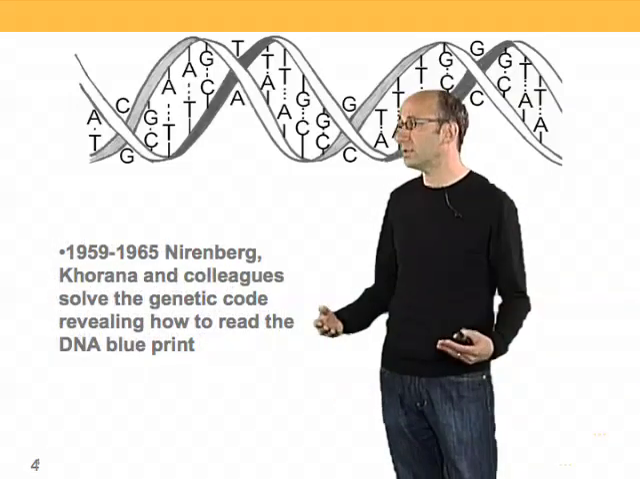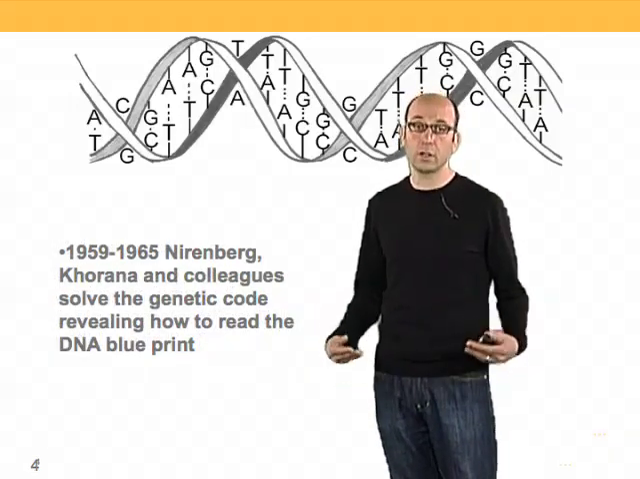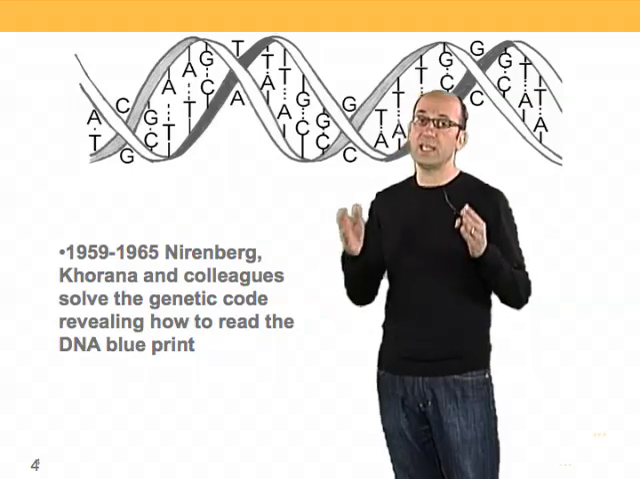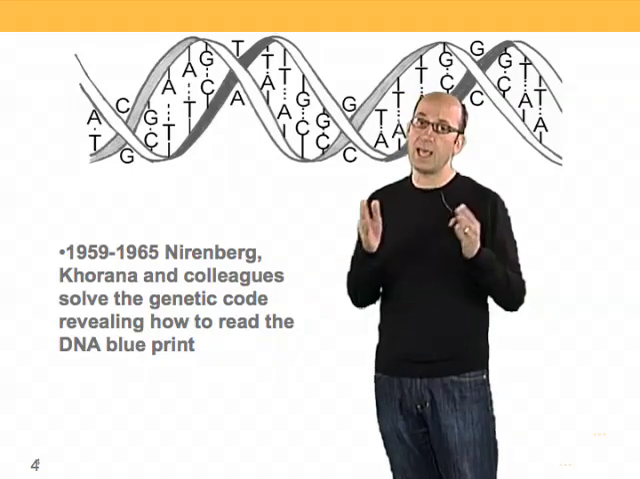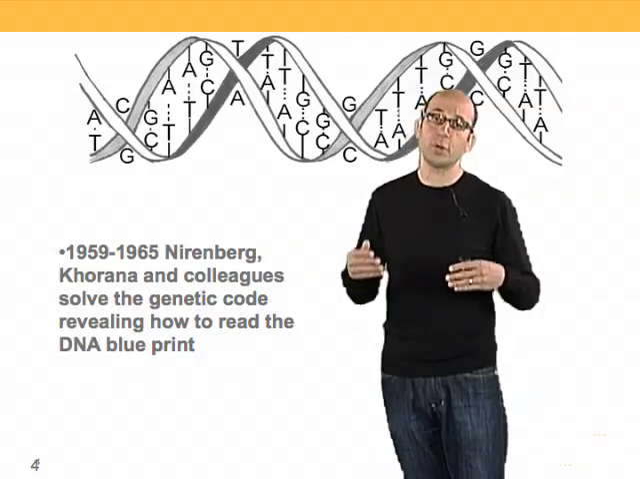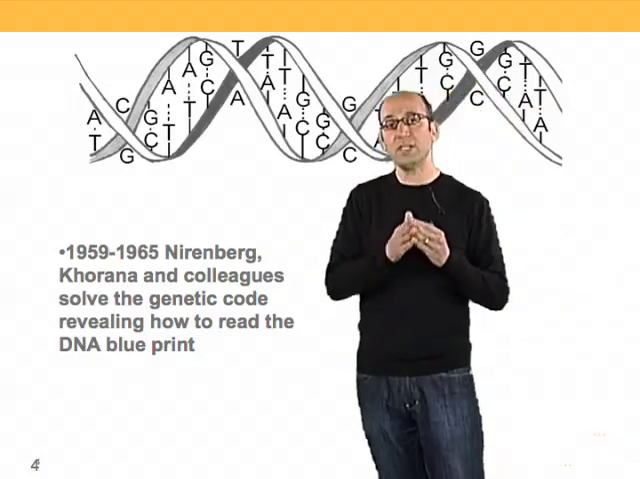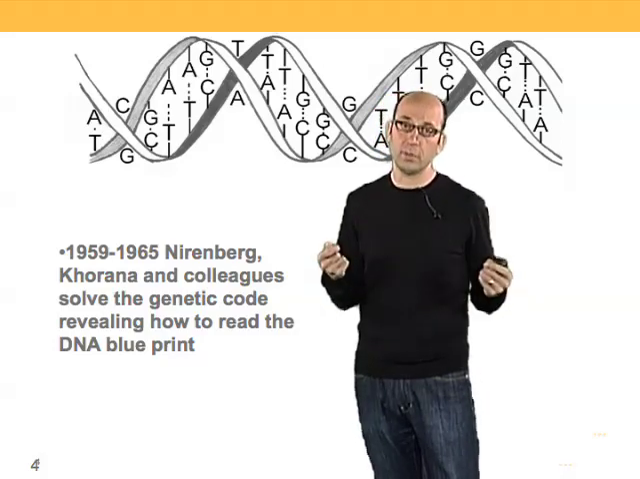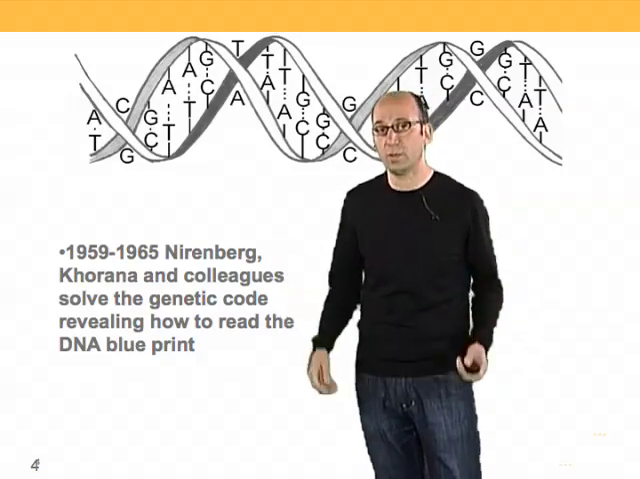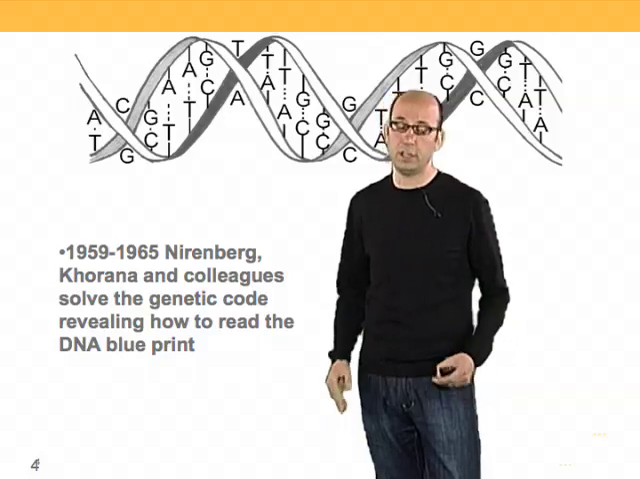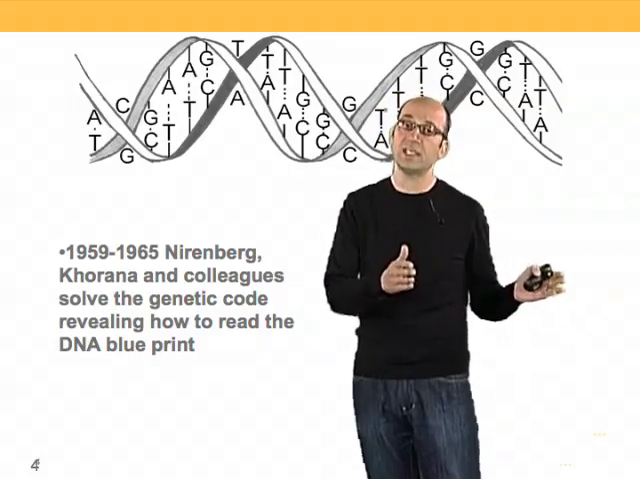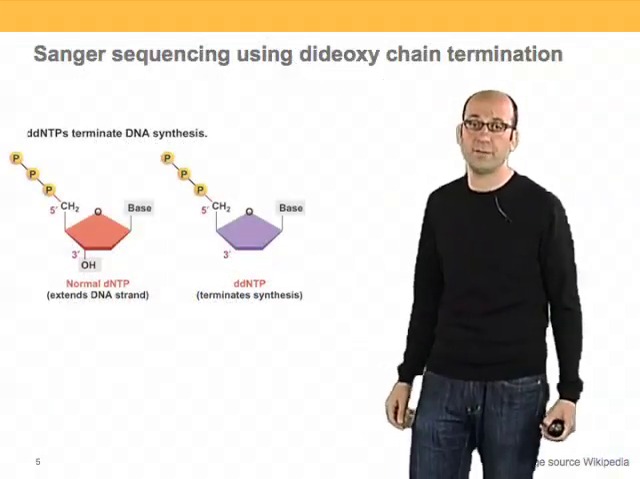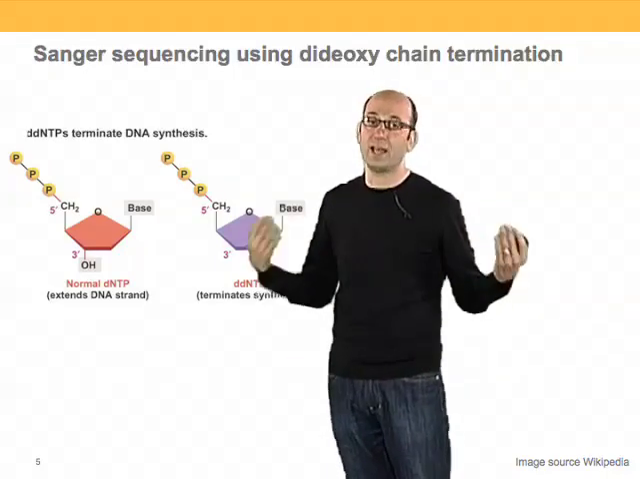And then about 10 years later, Marshall Nirenberg and Khorana and colleagues solved the genetic code. And what this allowed us to do was to take the sequence of this simple polymer of DNA, A, C, G, and T, and read out the proteins that it was encoding. And these three sets of experiments together really provided the motivation for efforts to determine the sequence of DNA, to do DNA sequencing. And the major technology for about 30 years, from the mid-70s to the mid-2000s, for sequencing was based on an approach developed by Fred Sanger using something called dideoxy terminators.